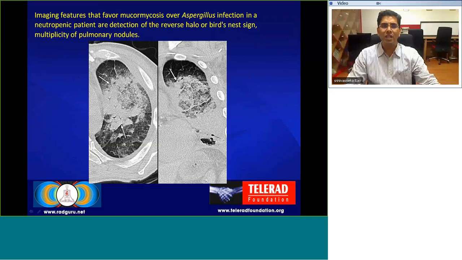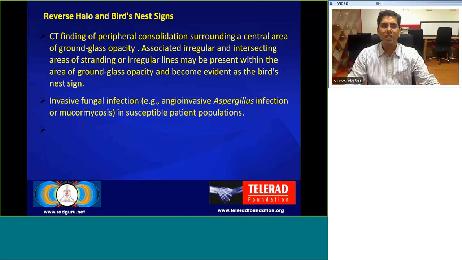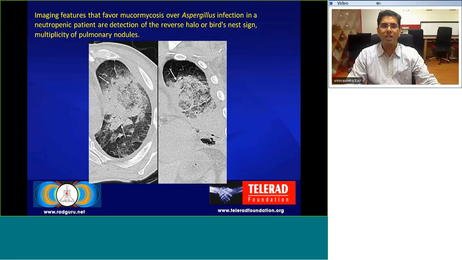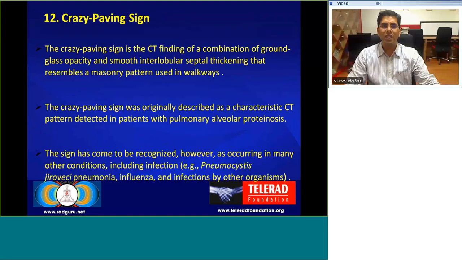Here you can see consolidation all around, and there is a central or eccentric halo, crisscrossed with multiple septations or interlobular septal thickening. This is called the reverse halo sign, and it is most commonly caused by invasive fungal infection, like angioinvasive aspergillosis or mucormycosis. This is more common in neutropenic patients, and it can be associated with multiple pulmonary nodules as well.